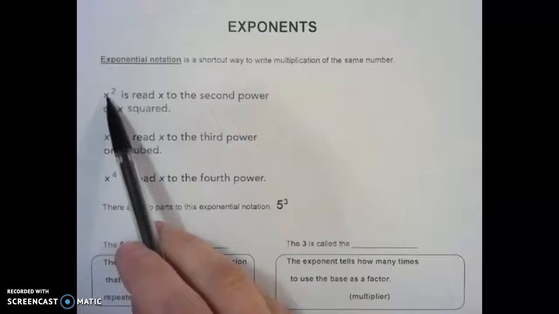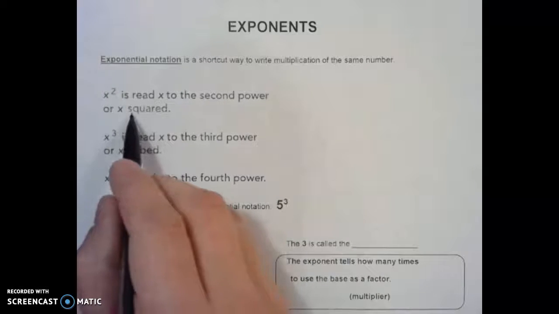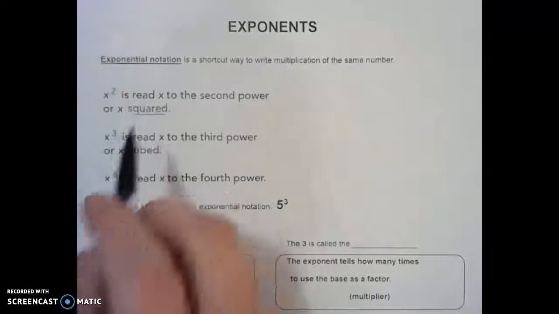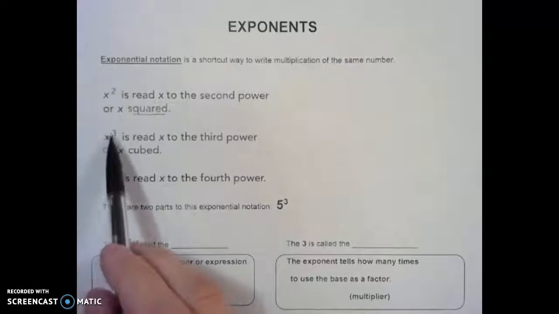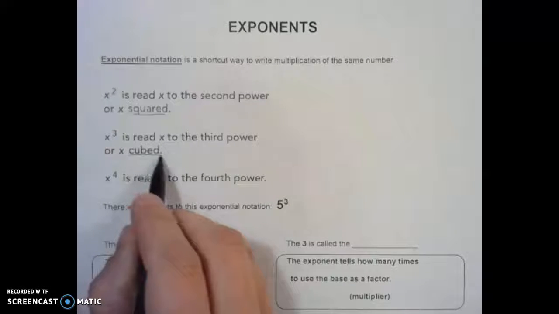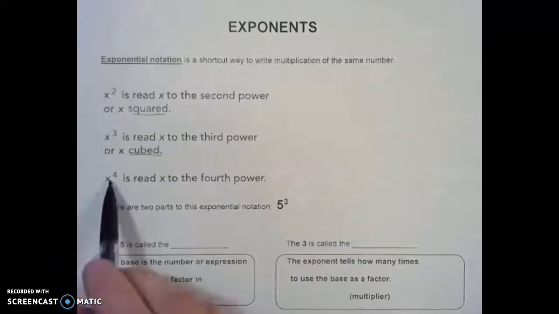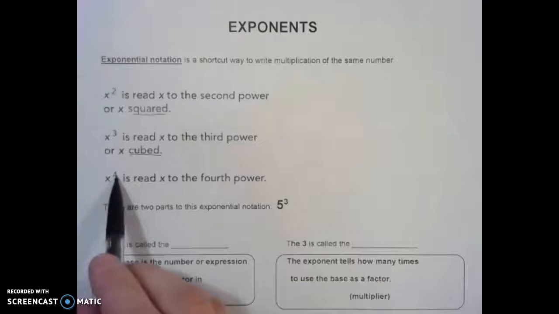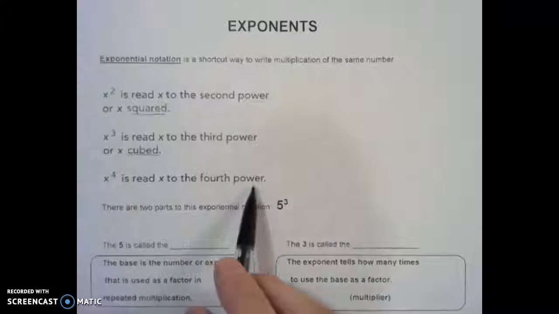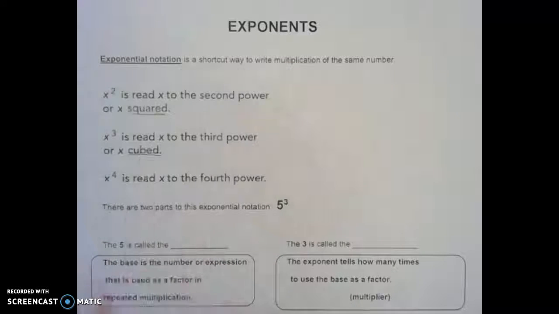All right, x with a 2 above it is read as x to the second power, or x squared. So if you ever see an exponent of 2, we would call that squared. X with an exponent of 3 is read as x to the third power, or x cubed. So an exponent of 3 could be read as cubed. And then any other number, such as 4, x with an exponent of 4 is simply read as x to the fourth power. So exponent of 2 being squared, exponent of 3 being cubed, those are the only ones that have special names.